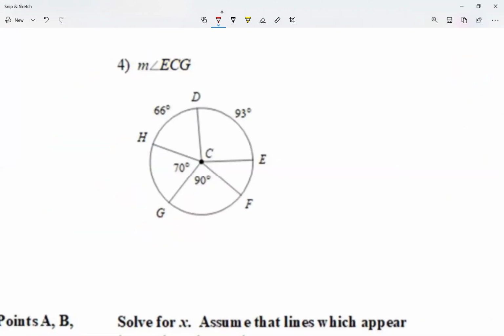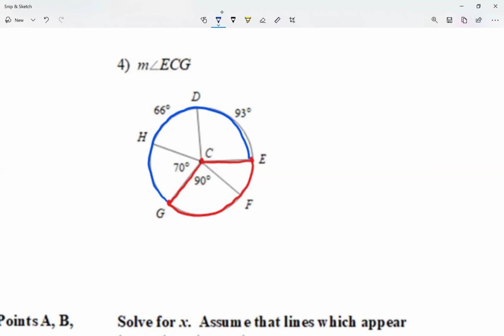Here I'm asking for the measurement of the angle ECG. If I connect E with C with G, here's E, here's C, and here's G. If I go in that order, ECG gives me that angle, which is equal to this arc. I know part of the arc is 90, but I don't know how big all of it is. Now, one really cool thing is that I can figure out how big this blue arc is.